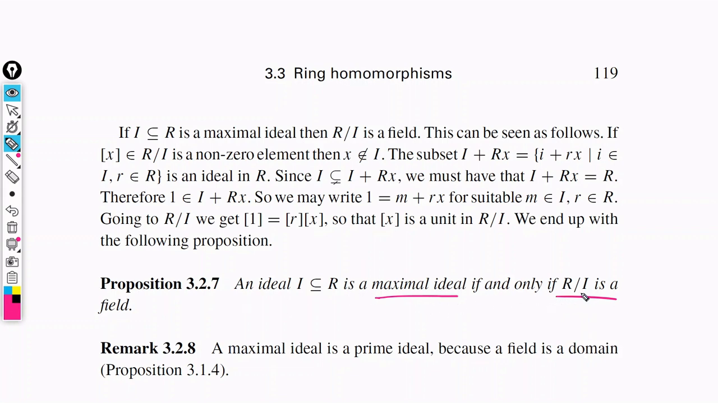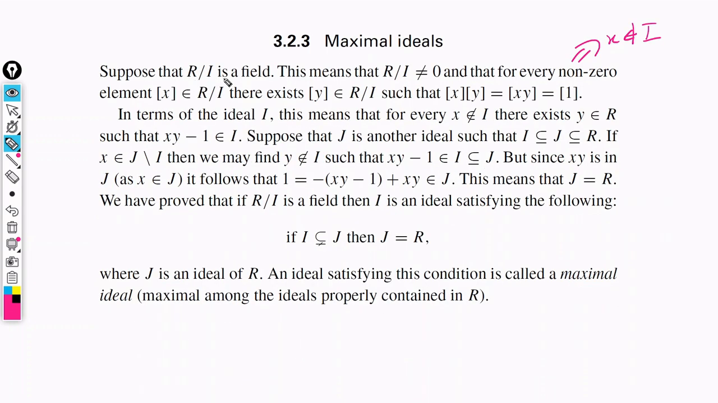That means if R/I is a field, then I is maximal. R/I is a field means R/I is not equal to 0. In the previous result we have seen that R/I is not equal to 0 implies I is not equal to R. Since R/I is a field, for every non-zero element coset x belonging to R/I, there exists a non-zero coset y belonging to R/I such that coset x times coset y is equal to 1, and we know that this is equal to coset xy, and we consider a non-zero element.